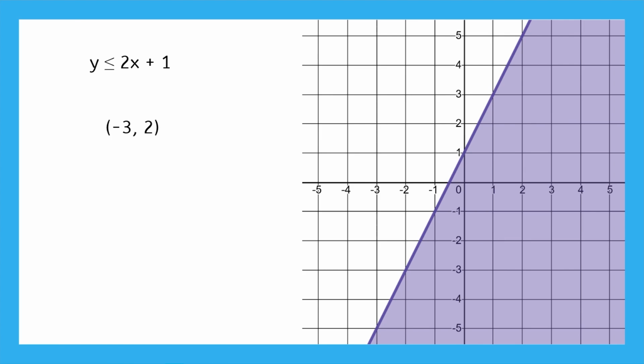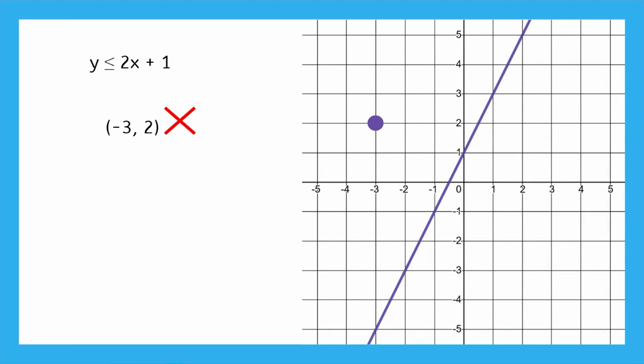On an inequality graph, the line separates the solutions from the non-solutions, and we shade the side where the solutions are. So is this point, negative 3, 2, a solution? No, because it's not in the shaded area. It's that easy.